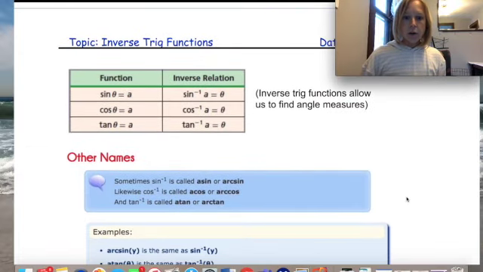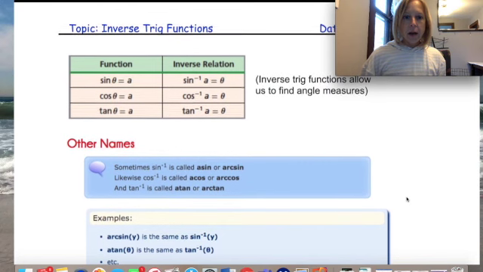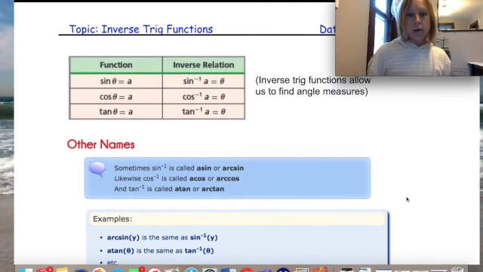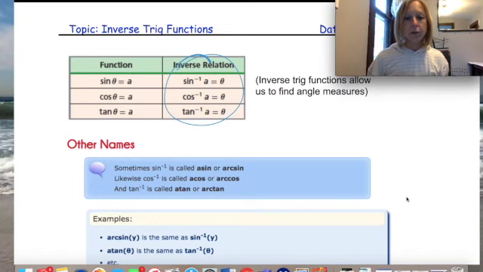So here's a chart of our inverse functions. Now, we do have another name for them. They are sometimes called arcsine, arccosine, and arctangent. This textbook does not use that language, but that is something that you may encounter. What this textbook uses is simply what you see here in the chart. They use that -1, that inverse notation that we've learned about before.